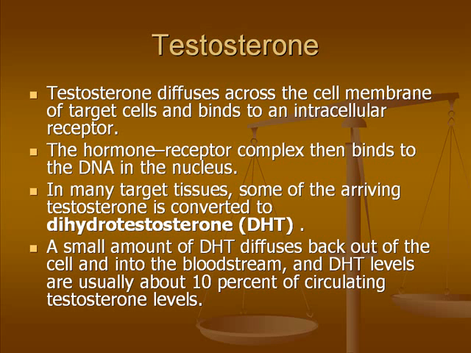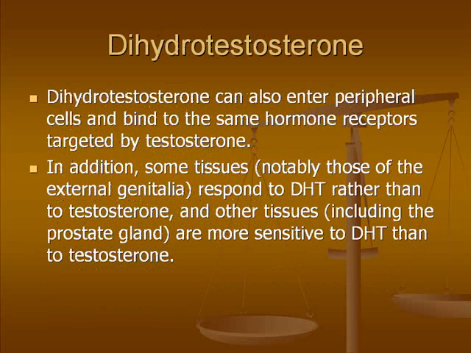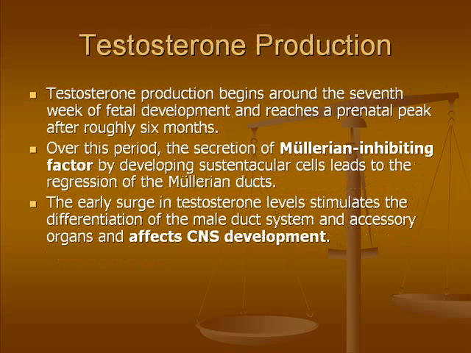In many target tissues, testosterone is converted into dihydrotestosterone, or DHT. Small amounts of DHT diffuse back out of the cells into the bloodstream. Levels are usually about 10% of the circulating levels of testosterone. Now, DHT can also enter peripheral cells and bind the same hormone receptors targeted by testosterone. In addition, some tissues, notably the external genitalia, will respond to DHT rather than testosterone, and other tissues, including the prostate gland, are more sensitive to DHT than testosterone.